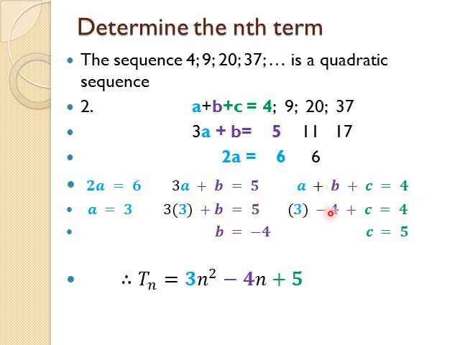3 plus b, 3 minus 4 gives me minus 1. Take that over, it becomes 4 plus 1. So 4 plus 1, c equals 5. So 1 mark for each one. And there Tn then equals 3n squared minus 4n plus 5.